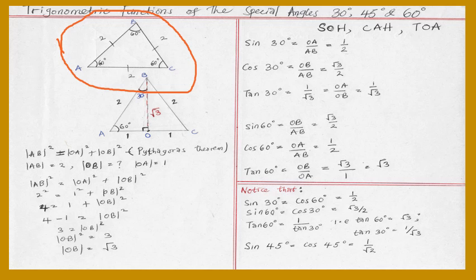But to arrive at 30 degrees, what we do is we divide this triangle from here and draw a perpendicular line all the way down to the bottom. And when we do this, it splits this 60 degree angle into 30 degrees. So we have a 30 degree angle here.